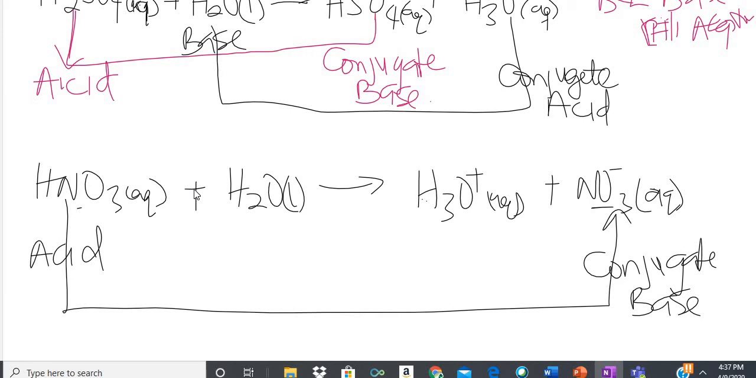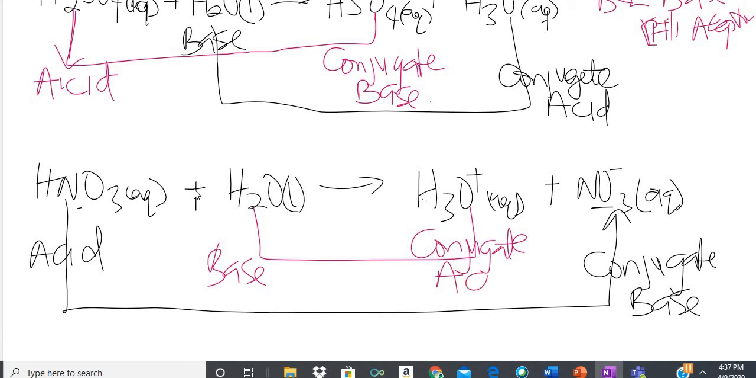And in this case, water has gained the proton and is acting as a base here. And this is going to be the conjugate acid. So we have the acid here. It has lost a hydrogen, which is a proton, to become the conjugate base. And this is the base that gains the proton, and here it becomes the conjugate acid.